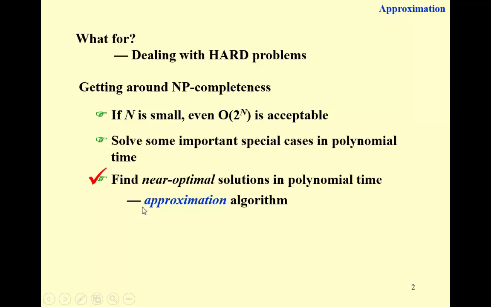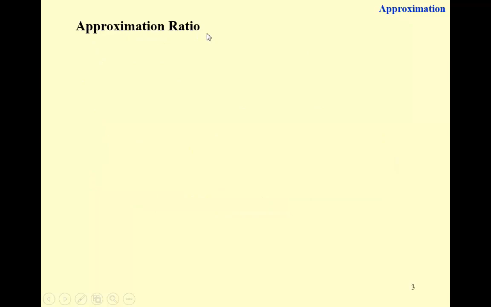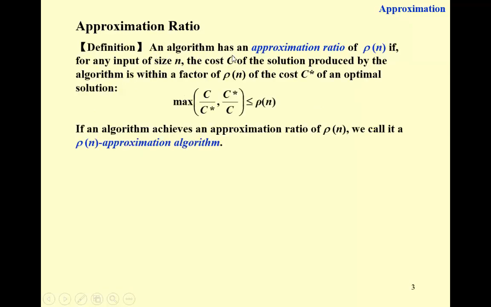So basically, when we do approximation, we will keep in mind this approximation ratio. We say an algorithm has an approximation ratio of rho of n if for any input of size n, the cost C of the solution produced by the algorithm is within a factor of rho of n of the cost C star of an optimal solution. So we have this inequality. And if an algorithm achieves the approximation ratio of rho of n, we call it a rho of n approximation algorithm. What does that mean?